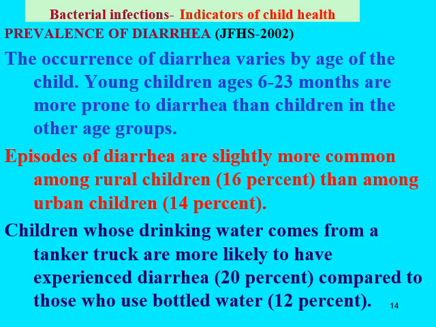The occurrence of diarrhea varies by age also. Episodes of diarrhea are more common among rural children. Children whose drinking water comes from tanker trucks are more likely to have diarrhea.